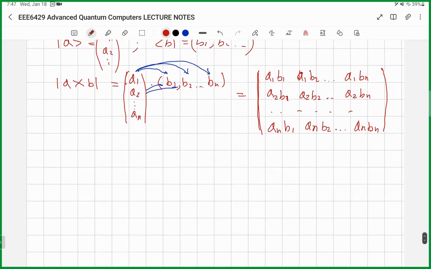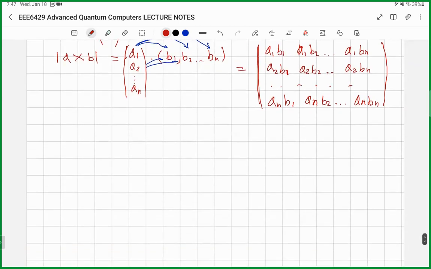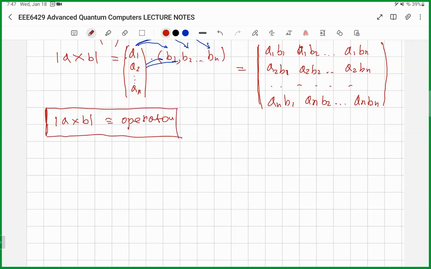Yeah, and on the other hand, we already know that a matrix is some sort of an operator, right? Any operator is a matrix. Any matrix is an operator. We conclude that this outer product of two vectors, ket and bra, is an operator. And this is another important fact. This is very important for what follows.